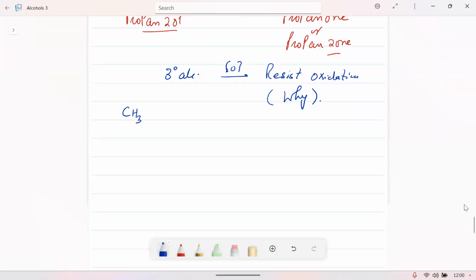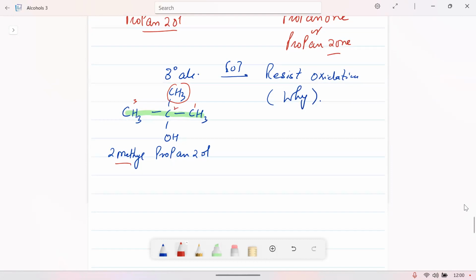Let us say your tertiary alcohol could be like this. Its name will be 2-methylpropan-2-ol. The reason is this is your parent chain. The substituent, the methyl group, is at the second position: 1, 2, 3. So 2-methyl, and there are 3 carbon atoms in the parent chain, prop, all single bonds, so propan, and the OH is at the second position. So this is your tertiary alcohol.